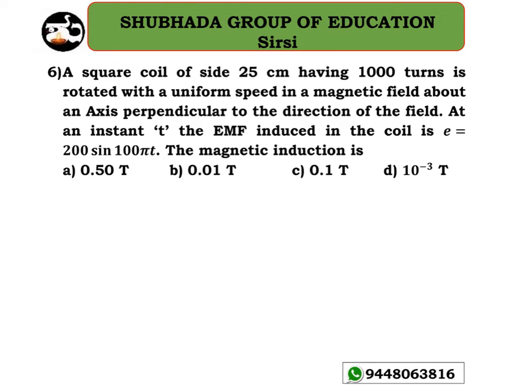The next problem is a square coil of side 25 centimeter having 1000 turns is rotated with a uniform speed in a magnetic field about an axis perpendicular to the direction of the field. At an instant t, the EMF induced in the coil is E equal to 200 sine 100 pi t. The magnetic induction is. Okay, so we need to find out the value of the magnetic induction here.